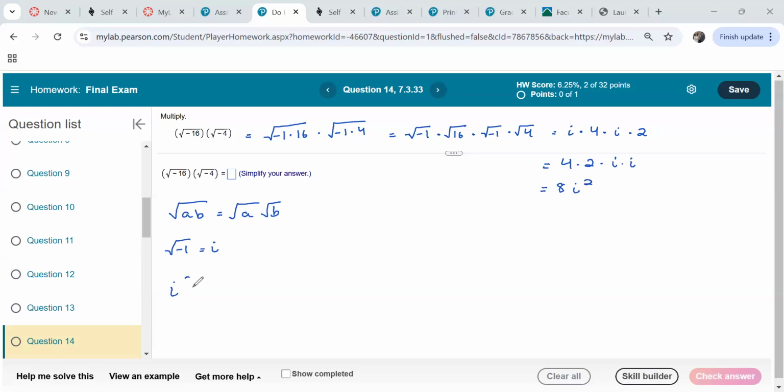So if we had an i and we squared it, part of our complex number says that should be -1. So this is just 8 times -1. Sorry, I got that right. 8 times -1, which is going to be -8. I said something a little off there.